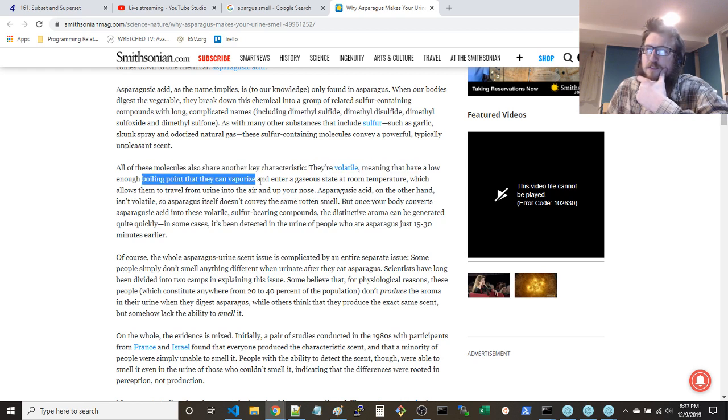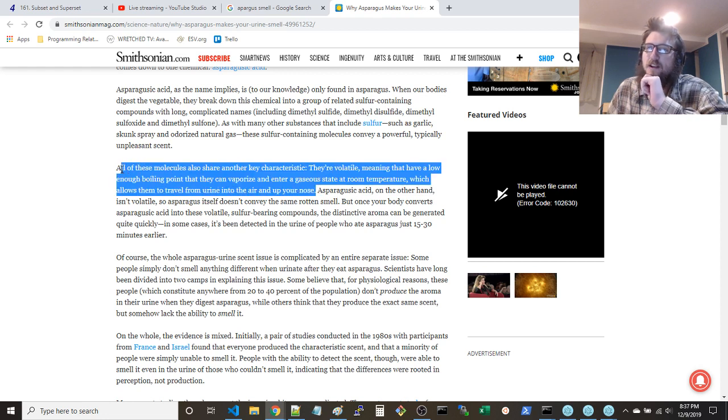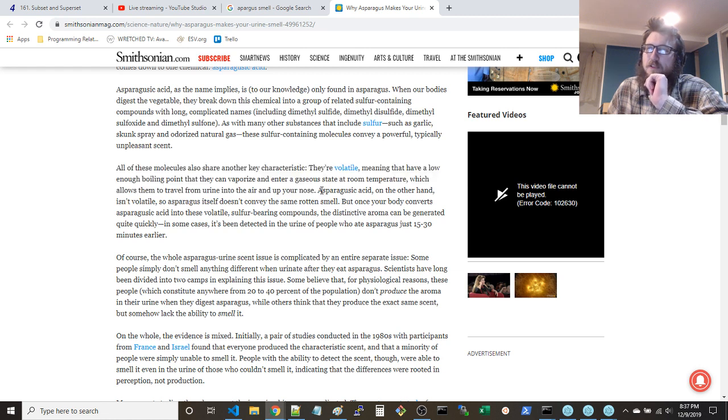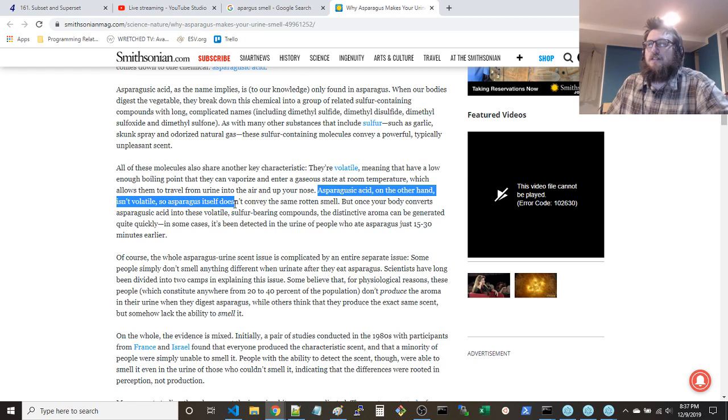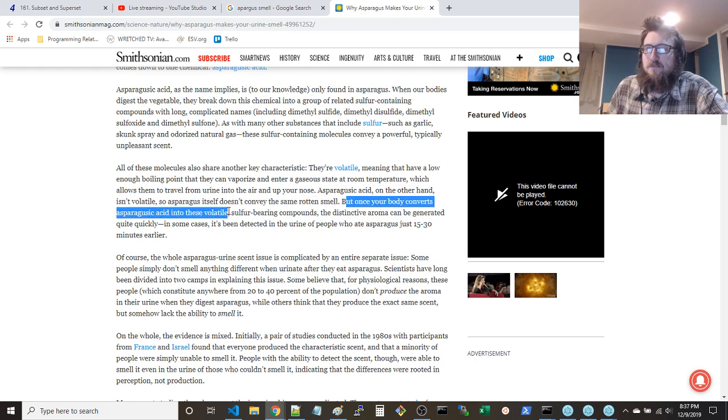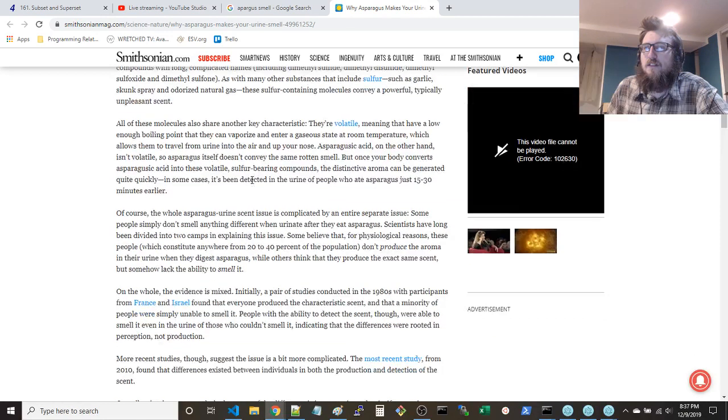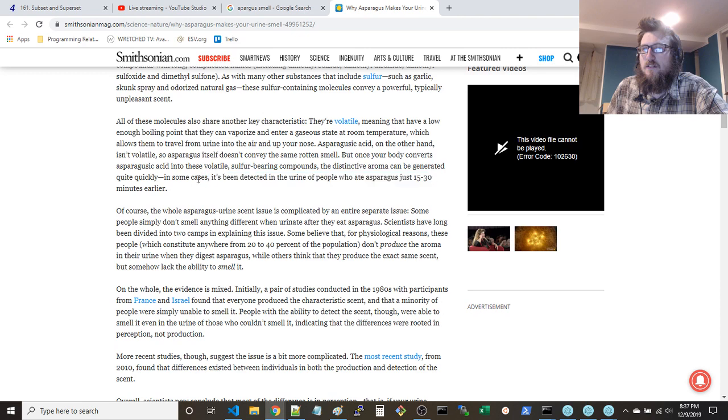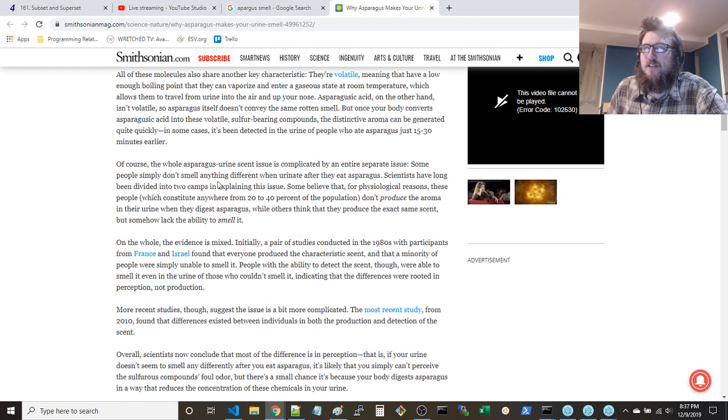They're volatile. Vaporize into the air and up to your nose. Oh, that's what's happening. So they vaporize and you smell it. Gross. So asparagus doesn't have the smell, but once you convert it. 15 to 30 minutes earlier. Holy smokes. And some people don't smell anything. Lack the ability to smell it, don't produce it in the first place.